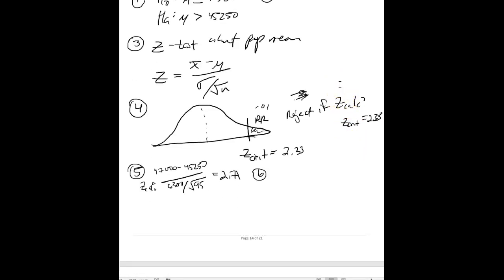Our rejection rule was saying, hey, reject if it's greater than 2.33. Well, 2.71 is greater than 2.33. So we reject, because z calc is greater than z crit. And that's saying 2.71 is greater than 2.33. And thus we have significant evidence to suggest that New York City teachers do have higher salaries than that of the teachers of all of New York State.